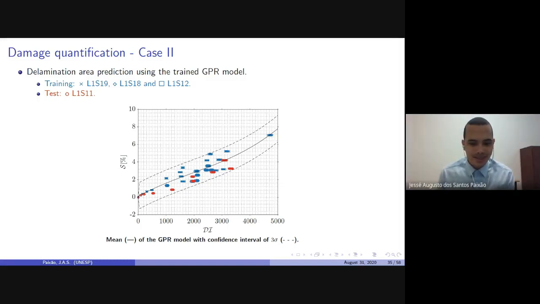Yes, this is very interesting because it should be much simpler to use just one sensor. But in a recent paper of Professor Fuh-Gwo Chang, he did a similar methodology, but using a deterministic function.